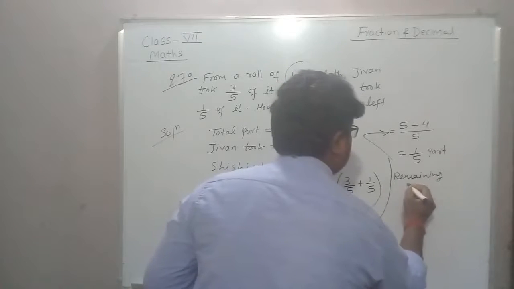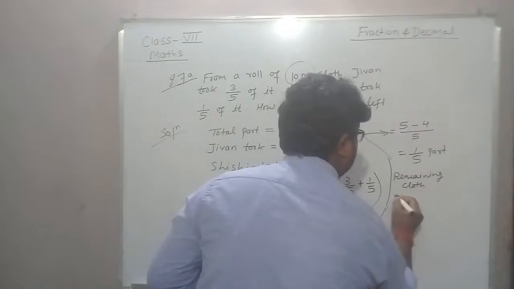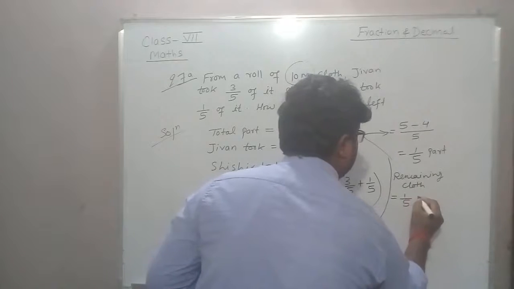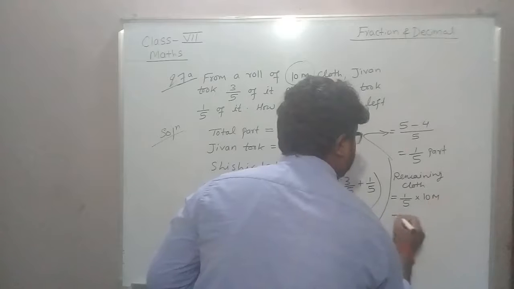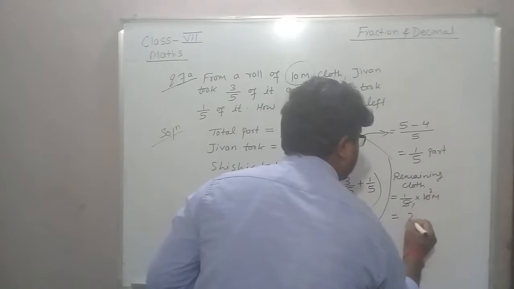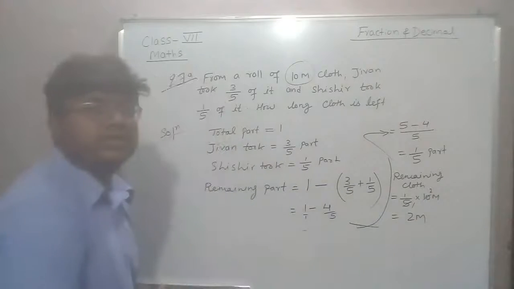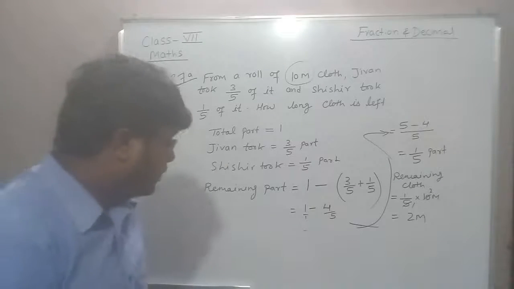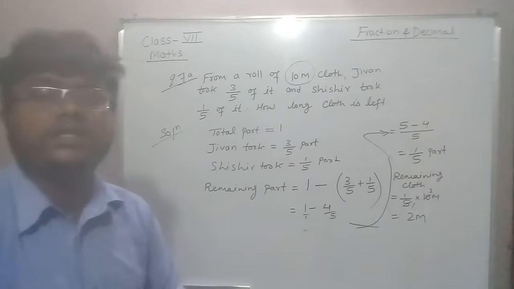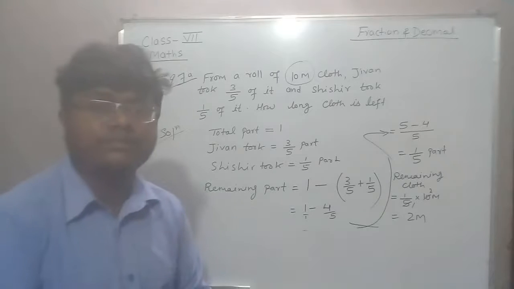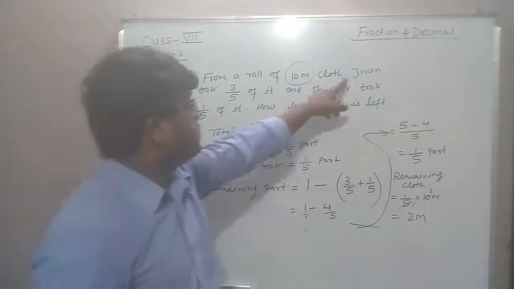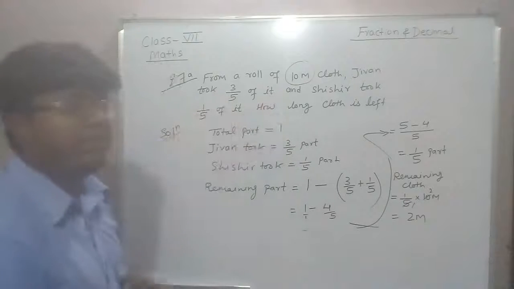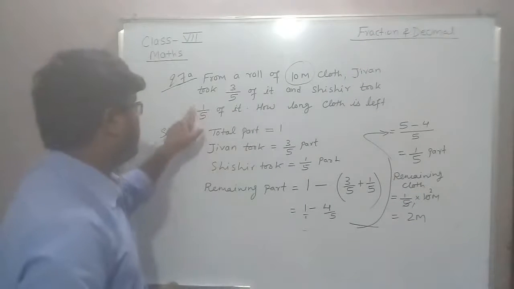Or remaining cloth is equal to 1/5 part of 10 meter. That is, 5 ones are 5, 5 twos are 10, that is your 2 meter. So in this process, what we have done, we have used the fraction here. And the whole part is always represented by 1. So G1 has taken 3/5 part and the Sisir has taken 1/5 part.